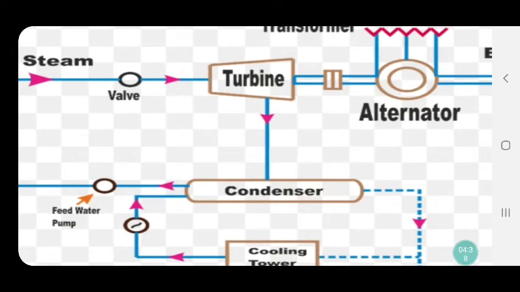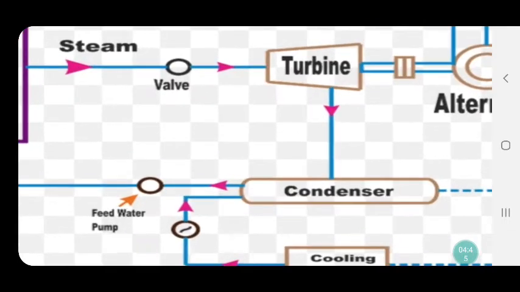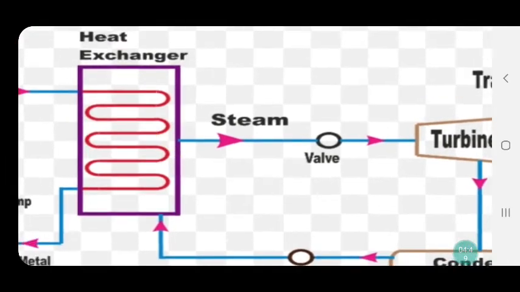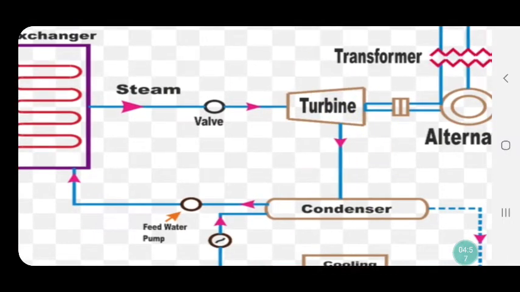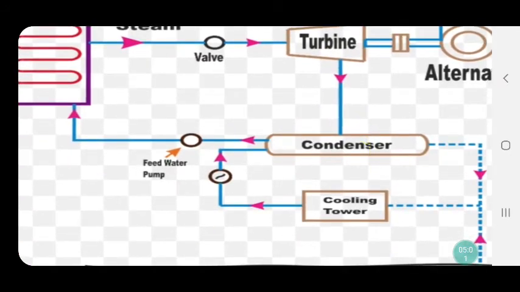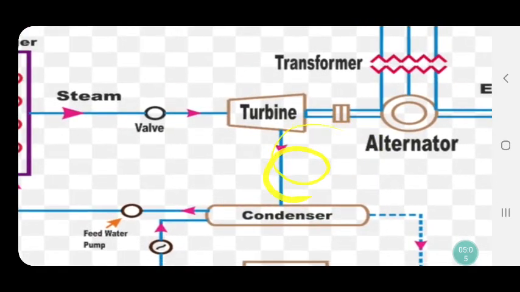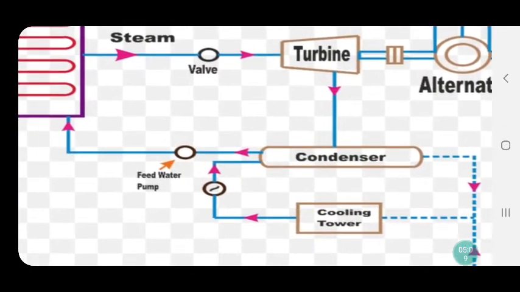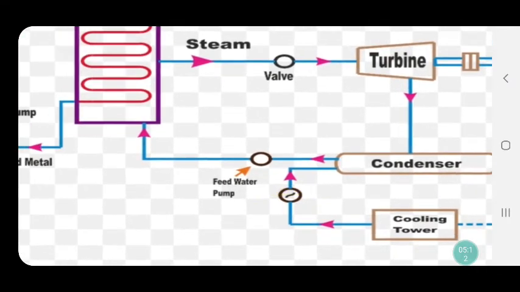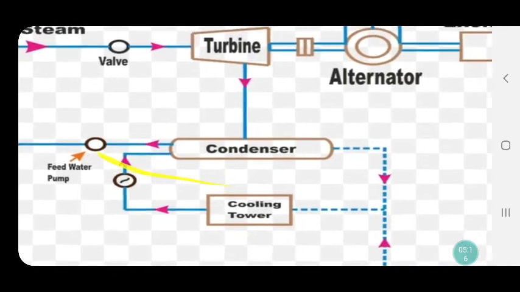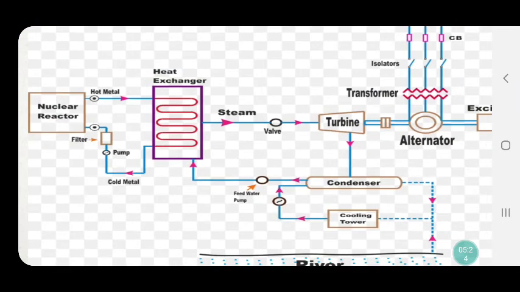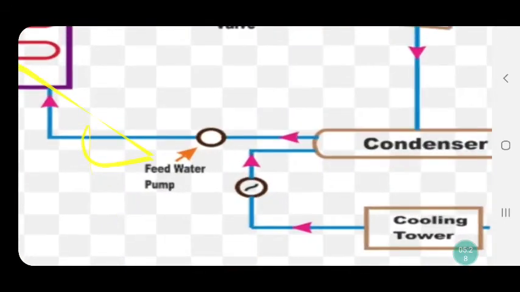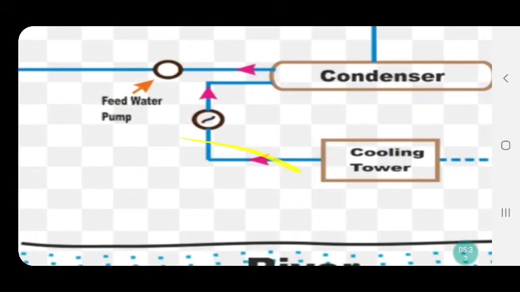What is the function of the condenser? It will condense that steam and convert it into water, and using this feed water pump, this water is again circulated to the heat exchanger. The steam discharged through the turbine comes and enters the condenser. The condenser converts this discharged steam into water, and you can see the direction of the arrow, this water is given again to the heat exchanger using the feed water pump.